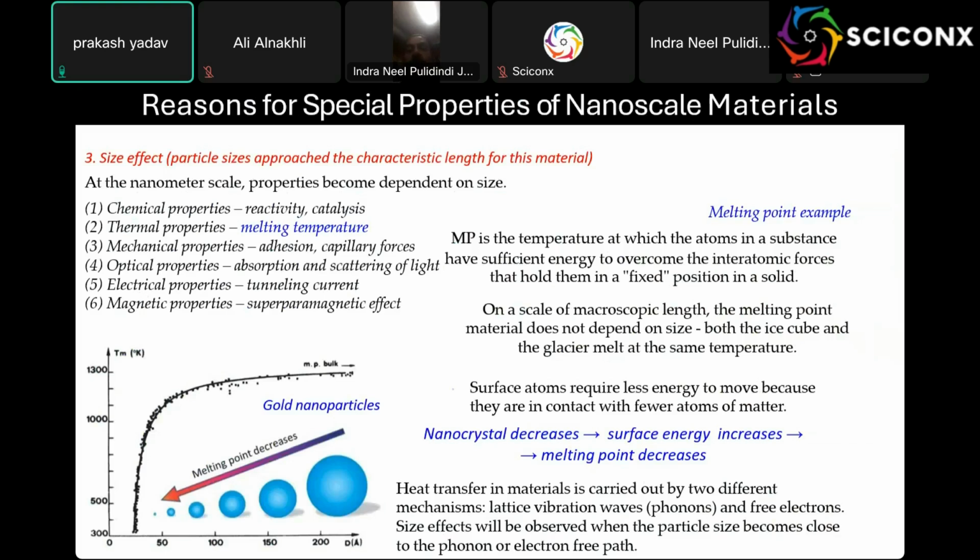If the nanoparticle size is decreased, then the surface energy is also increased, but the melting point decreases. And we know that the heat transfer mechanism has only two regions: one is the lattice vibration, and the second is the free electrons. This is possible because if there are more free electrons, then the heat transfer is very fast.